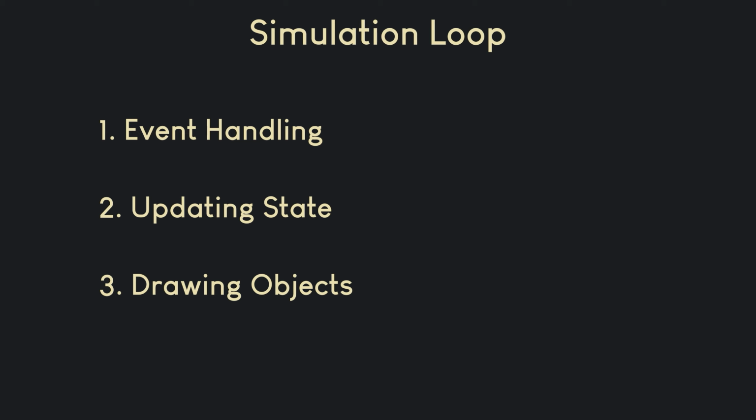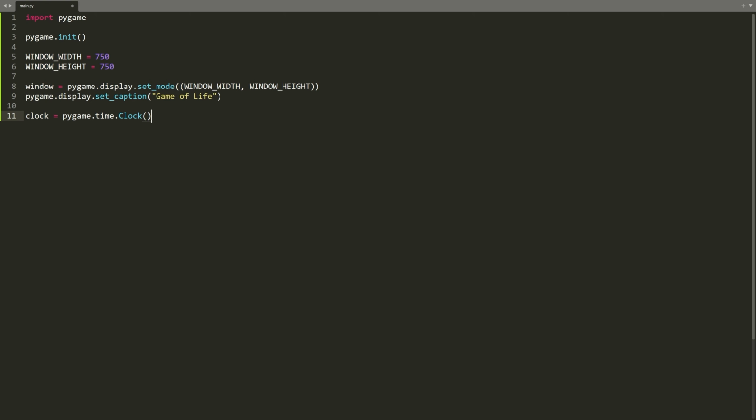By following these three steps, we can create a dynamic and interactive simulation that responds to the user inputs and updates its state accordingly. Now, let's implement these three steps. Let's write a comment first. Comment here, simulation loop. We start the simulation loop with a while loop like this. While True, colon. The while loop is an essential part of our simulation. It runs continuously until we close the simulation. At each iteration of the loop, we perform three key steps: checking for events, updating the state of the grid, and lastly drawing the grid.